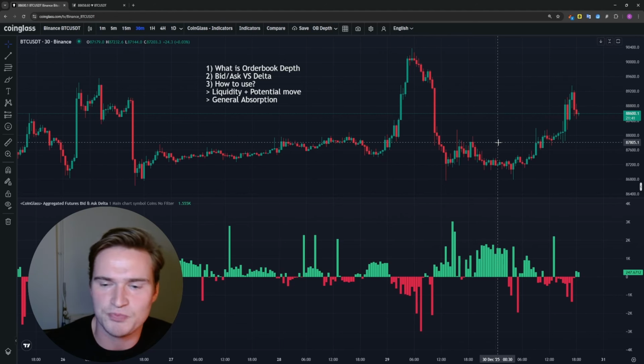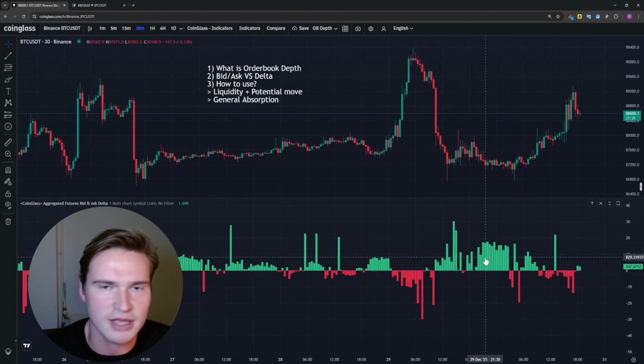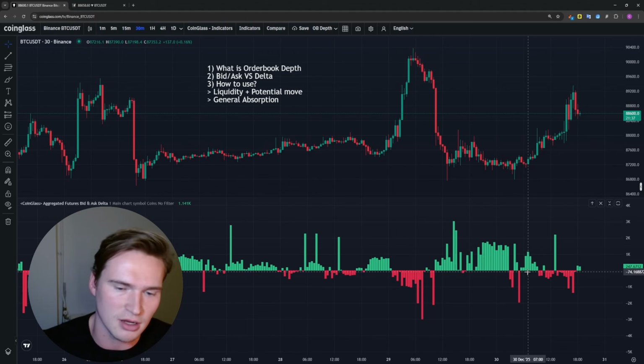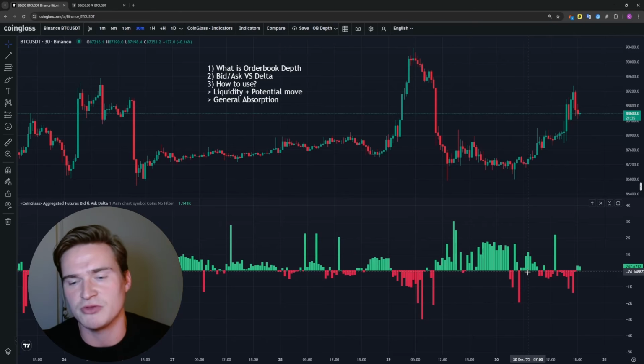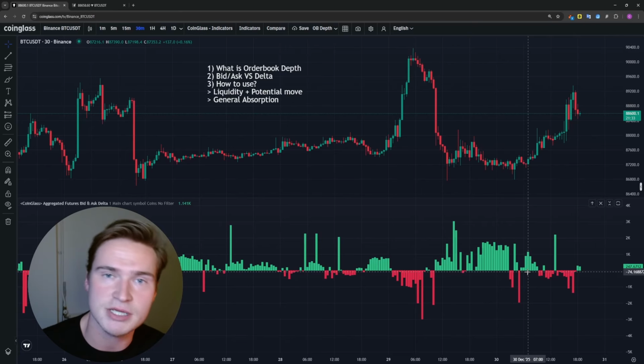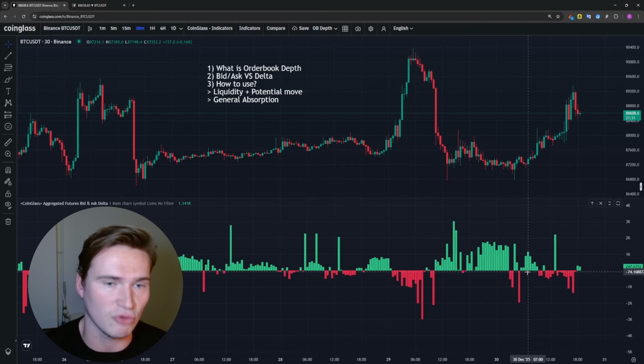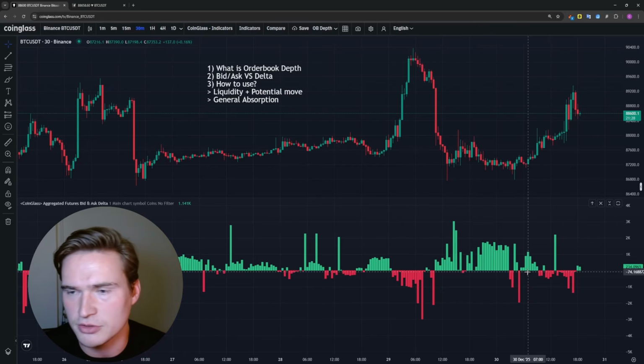Now, there's a couple of things. First of all, if you just take into account the entire order book, bid and ask, the chart that we just had, the wider that is, the higher the liquidity. The higher the liquidity, the less volatility. So that's one way you can use this.